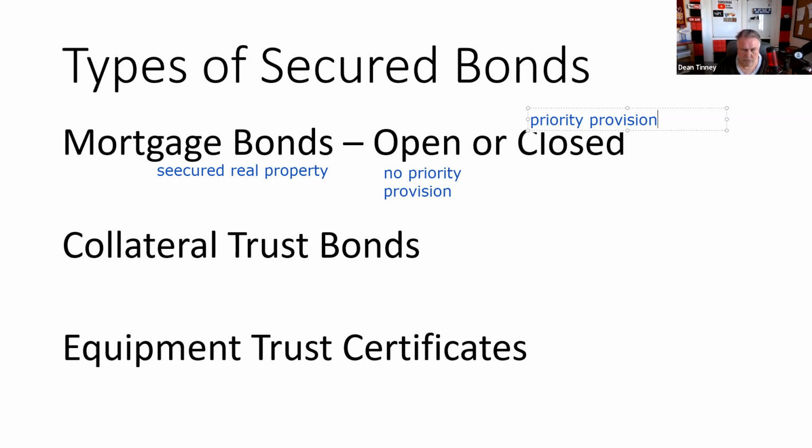Now, if it was closed, we would have called the first bonds Series A, the second set of bonds Series B, the third set Series C, the fourth set Series D, and there would be priority provisions. Meaning, if you own the Series A or 1 bonds, you come ahead of the people who have the Series 4. Collateral trust bonds, test question, are secured by marketable securities placed in escrow.